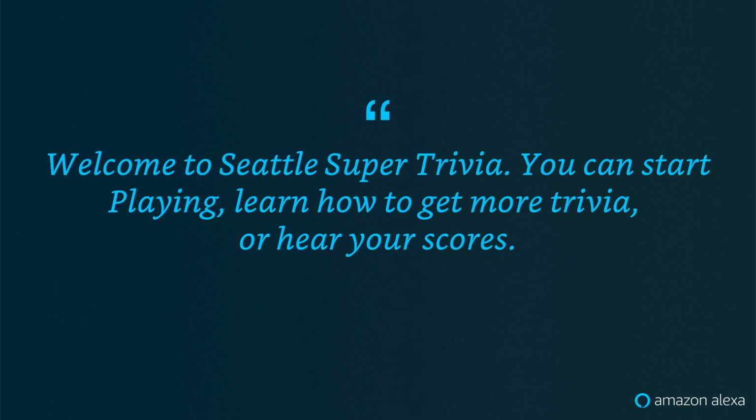Alexa, ask Seattle Super Trivia for my lifetime score. Welcome to Seattle Super Trivia. You can start playing, learn how to get more trivia, or learn about your scores. I want my lifetime score. OK. I can tell you your score yesterday, your highest score, or your lifetime score. Which would you like? My lifetime score, please. Your lifetime score is 36 out of 45. Want to hear more about your scores? Sure. OK. I can tell you your score yesterday, your highest score, or your lifetime score. Which would you like? Oh, forget it. I'm not sure about that. I can tell you your score yesterday, your highest score. Alexa, stop.